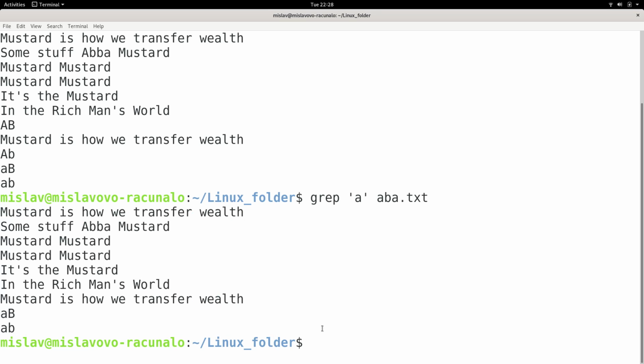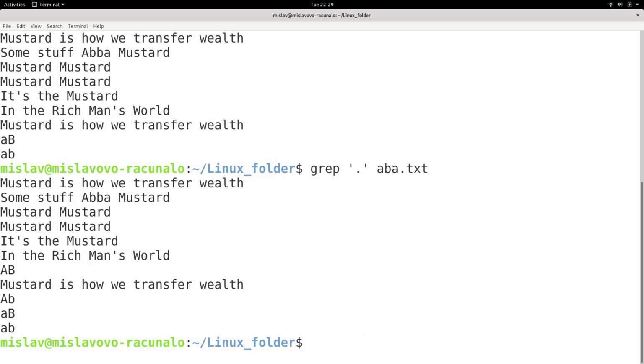Now let's go through the regular expressions and explain how to use them. The first thing to note is that any character is denoted by a dot. If I press enter, it will match all the lines, because what I'm saying is, give me all the lines that have a character. Those are all the lines, so I'm going to get all lines.